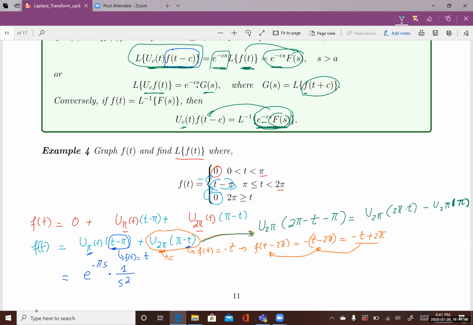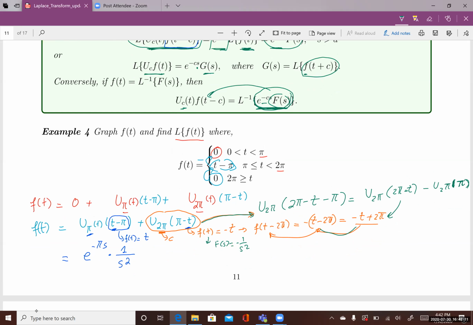So from u2 pi minus t here, this is the form that I want, right? I can go back here and find the big F of t. If f of t is negative t, then big F of s is going to be negative 1 over s squared. Then the Laplace transform of this function here is e to the negative 2 pi, which is c here, s, multiplied by negative 1 over s squared.